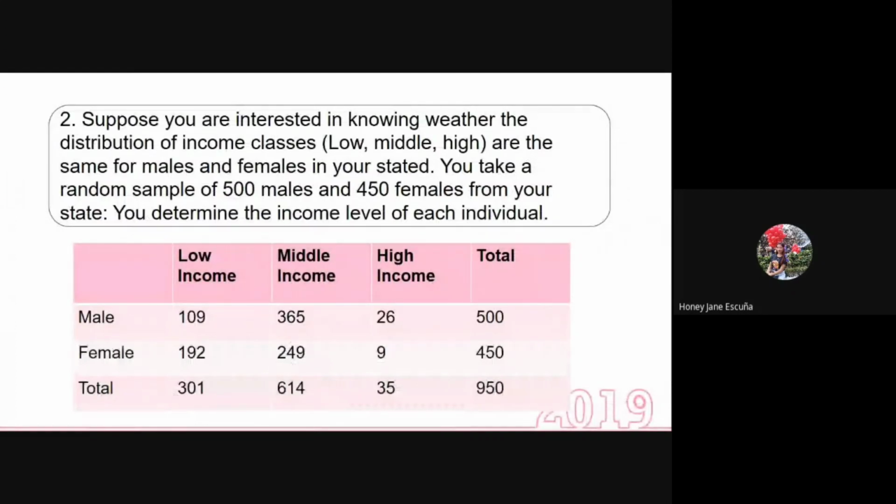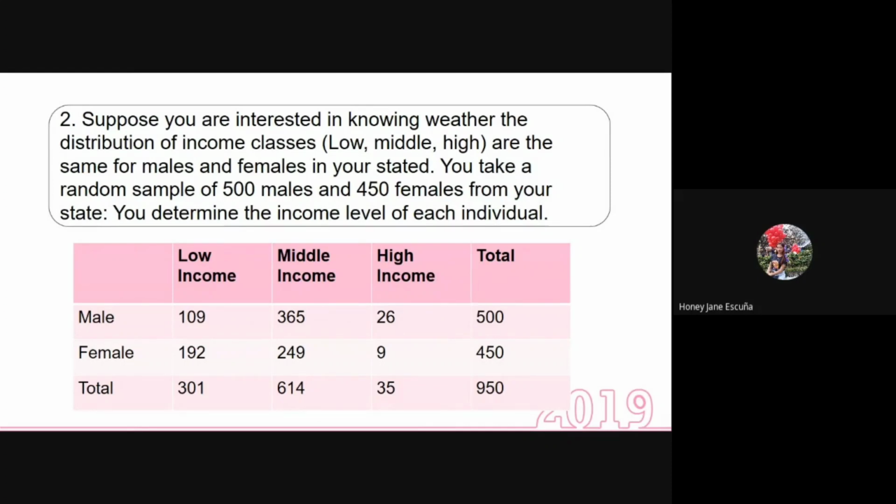Hi, good day everyone. I am Honey James Punya, and I am going to explain and discuss our second example on how to solve for our chi-square test of homogeneity. So the next example is, suppose you are interested in knowing whether the distribution of income classes, which is low, middle, and high, are the same for males and females in your state.